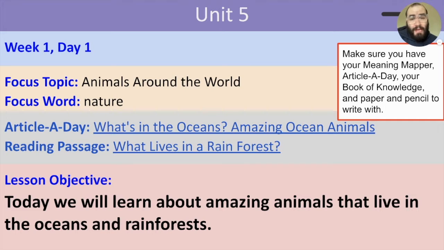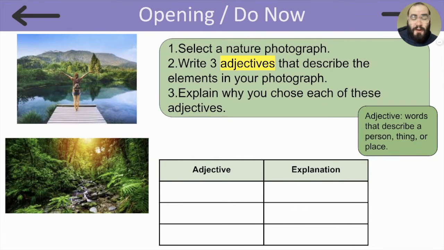Make sure you have your meaning mapper, article a day, your book of knowledge, and paper and pencil to write with. Today we will learn about amazing animals that live in the oceans and rainforests. Let's get started. First, I want you to select one of the nature photographs on the left.